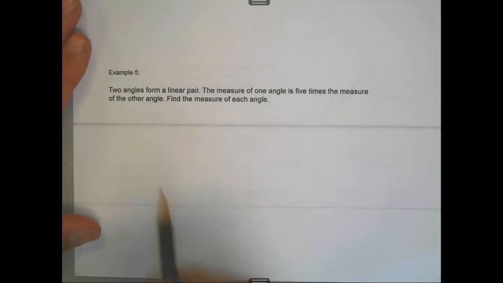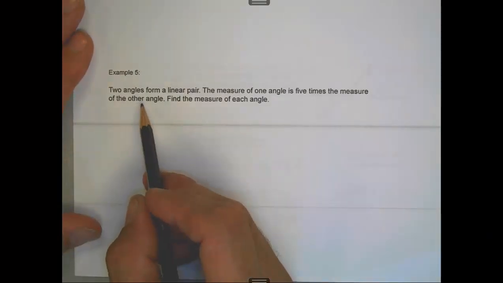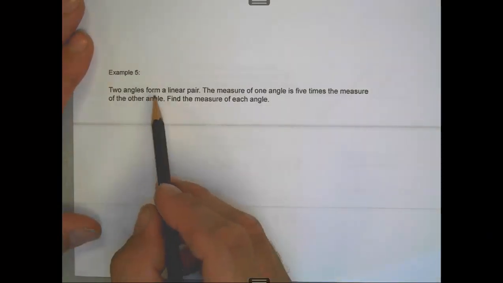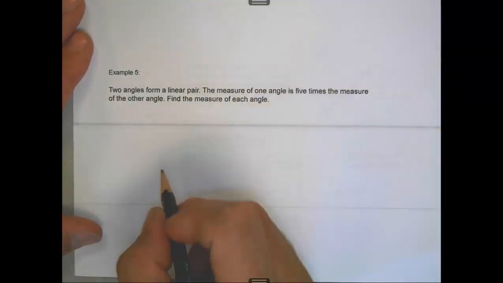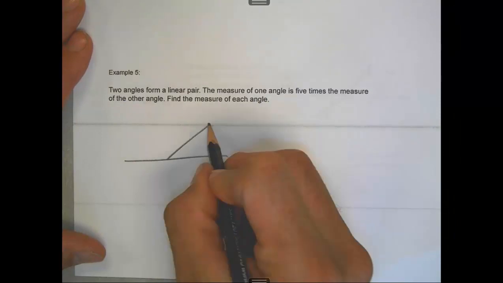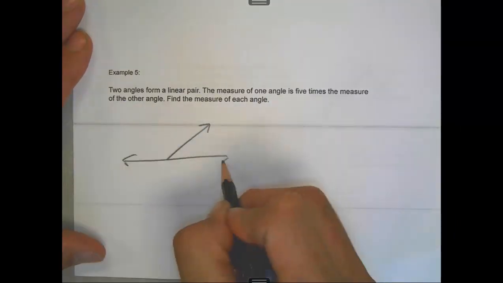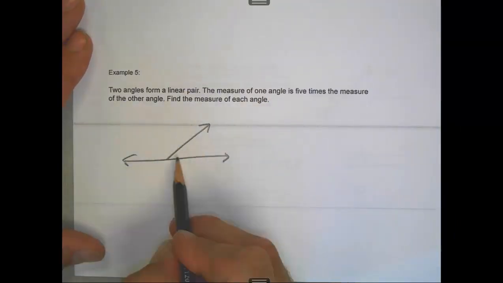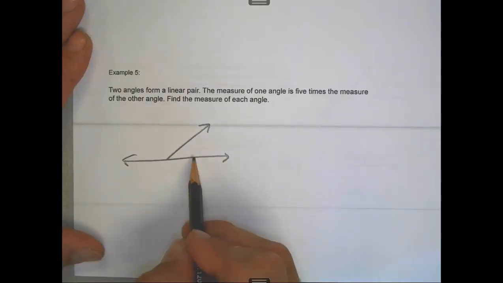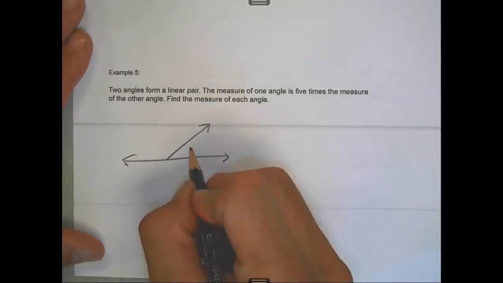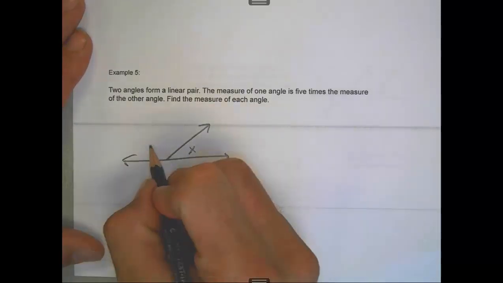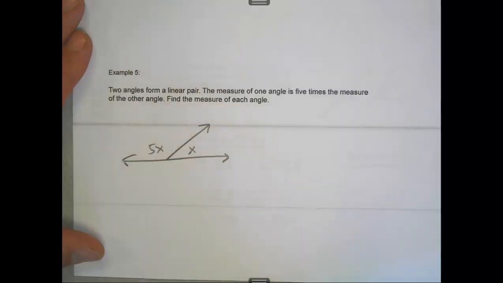All right, then the last example is an algebra example or application of algebra. It says two angles form a linear pair. The measure of one angle is 5 times the measure of another. All right, so first of all, I like to draw a picture. Linear pair are two angles that are next to each other. They're adjacent, meaning they share a common side, and then they also add to a straight line, 180 degrees. All right, it says the measure of one angle is 5 times the measure of the other. So if I call this one angle x, this one would be 5x.